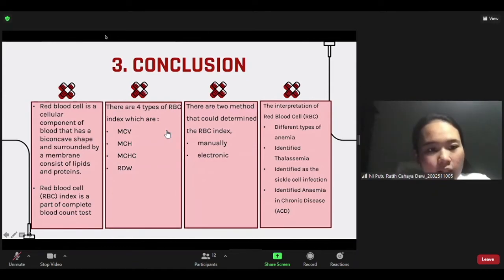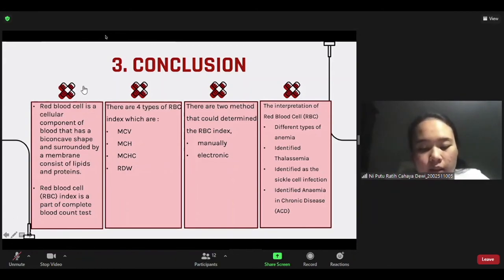Red blood cell is a cellular component of blood that has a biconcave shape and is surrounded by a membrane consisting of lipids and proteins. Red blood cell index is a part of the complete blood count test that gives information about the size and hemoglobin content of the blood. There are 4 types of RBC index, which are mean corpuscular volume or MCV, mean corpuscular hemoglobin or MCH, mean corpuscular hemoglobin concentration or MCHC, and red blood cell distribution width or RDW.